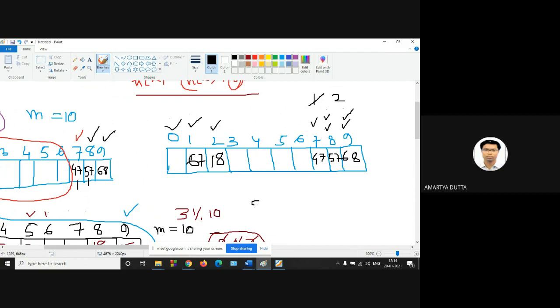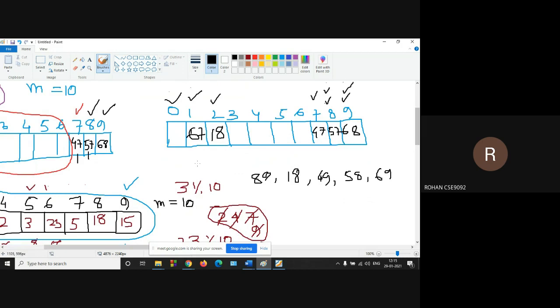Next one is 49, then 58, and 69. So what is the resultant array? Anyone? The size is 10.